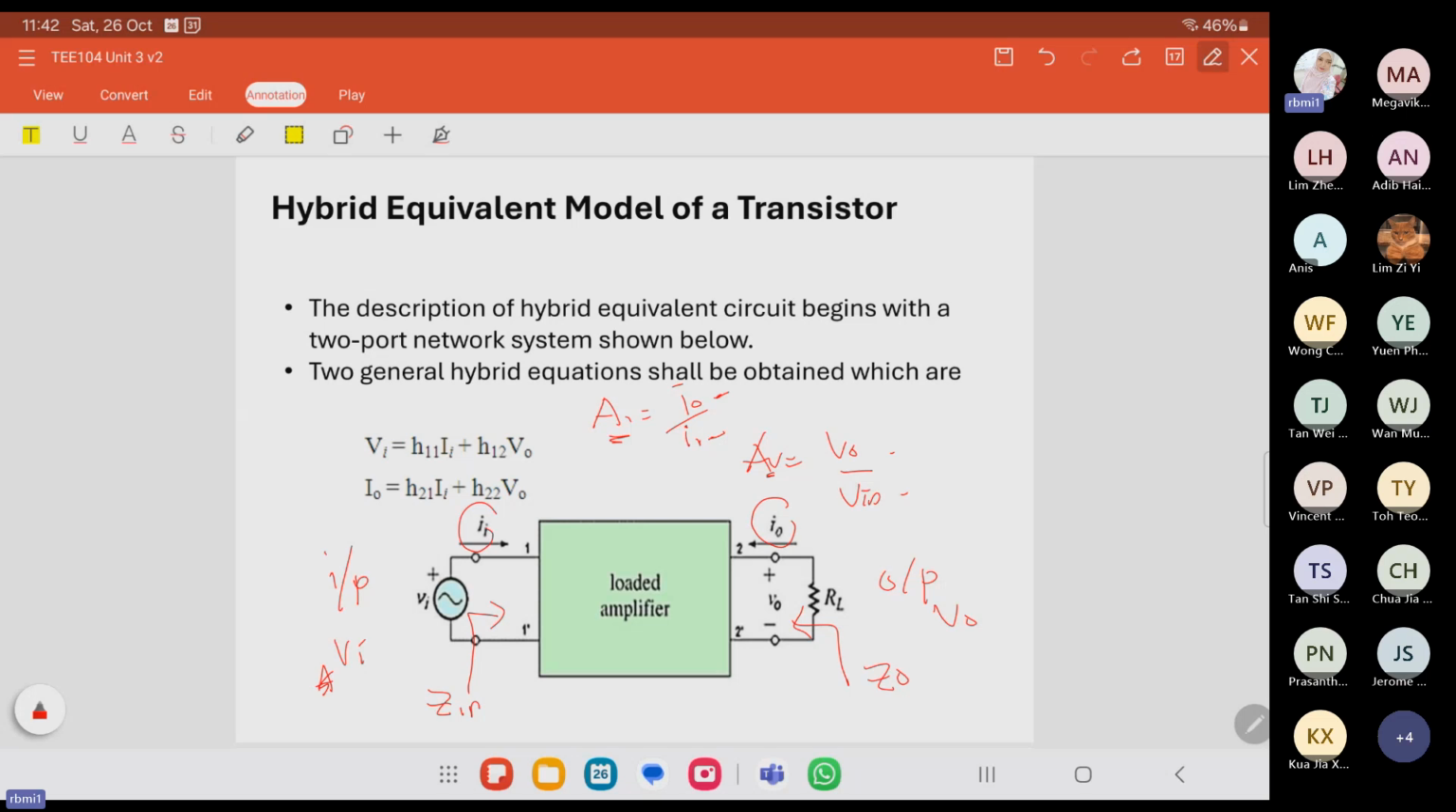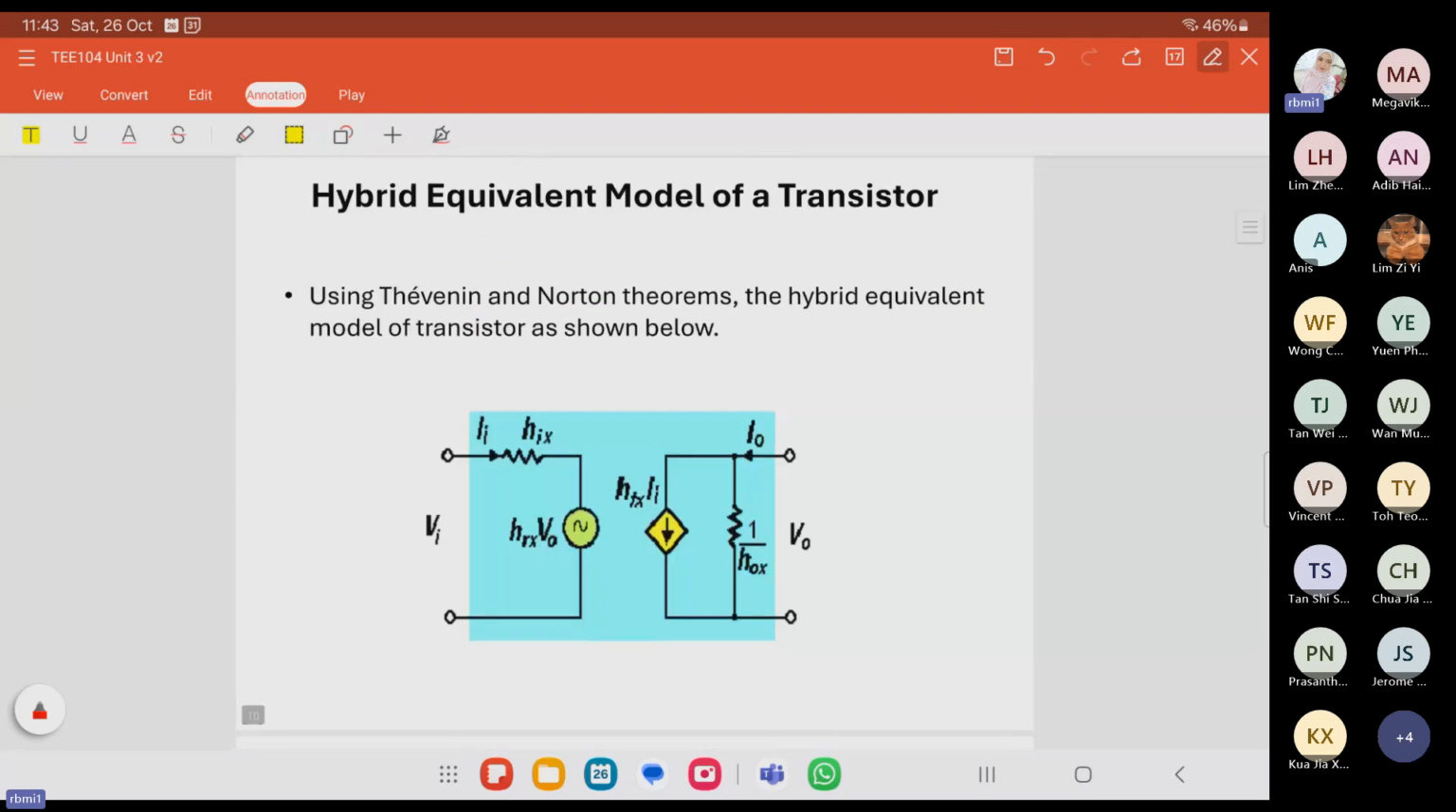These two, the voltage and current, give the hybrid equations that we can get from V in, I in, V out, and I out. For these two equations, when V out is shorted, meaning V out equals 0, we only have H11 and H21. When the output port is open, meaning I in equals 0, we only have H12 and H22. Let's see the circuit. This is actually the derivation of how to get this small signal model by using Norton and Thevenin's theorem.